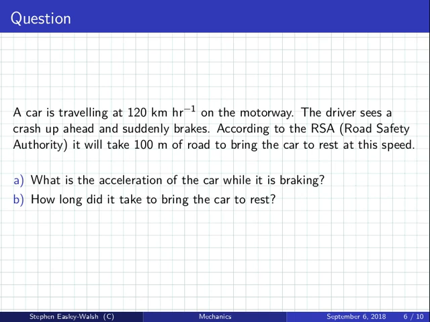And these are all real numbers. In Ireland, the motorway speed limit is 120 kilometers per hour, and the Road Safety Authority, they do say it takes 100 meters to stop at this speed.